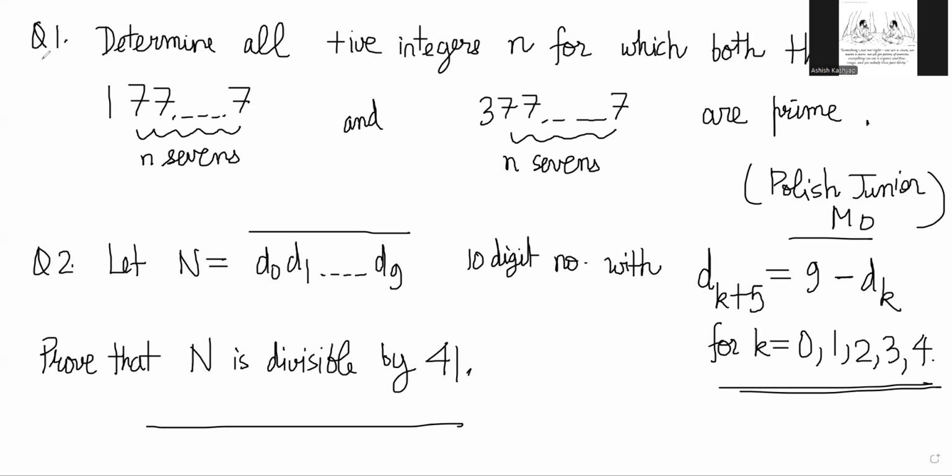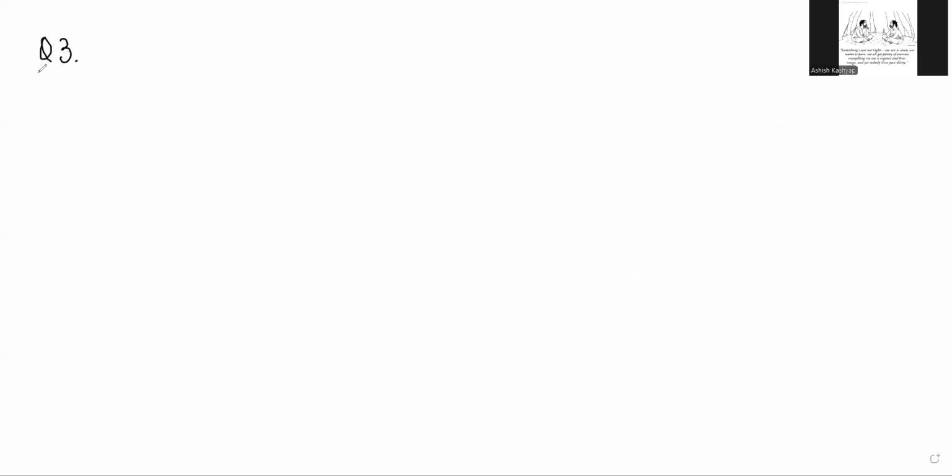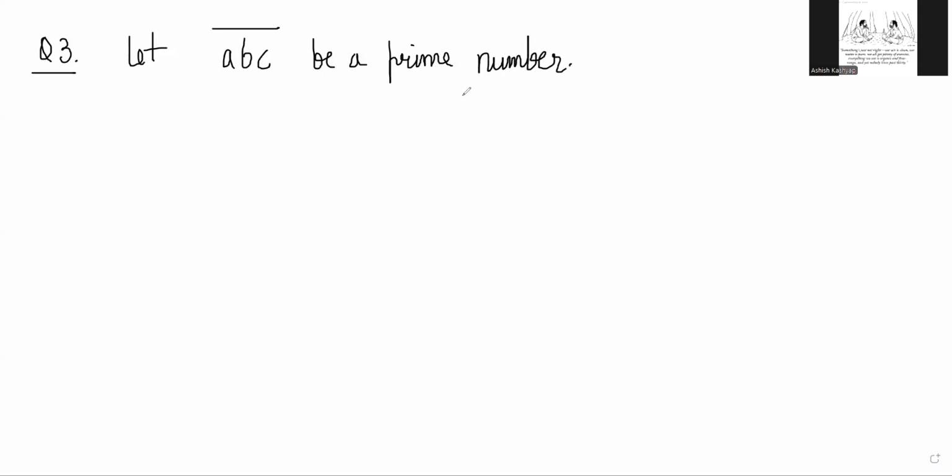Okay, then the last question is this one. Let ABC be a prime number, where A, B, C are digits. Prove that b squared minus 4ac cannot be a perfect square.